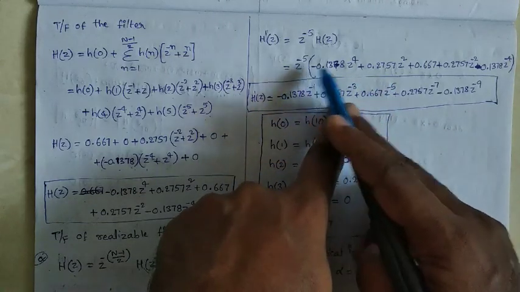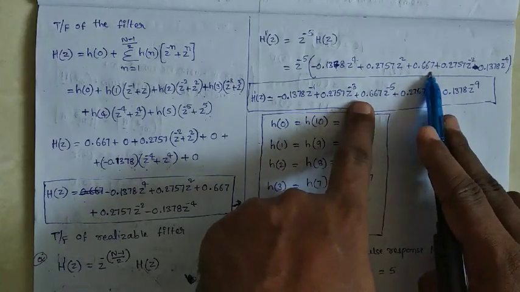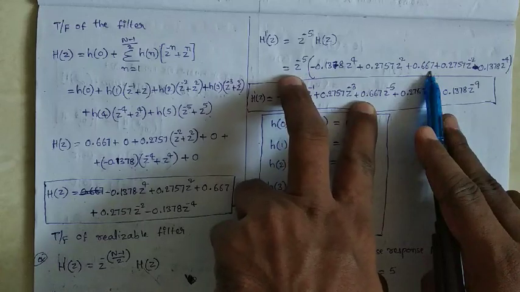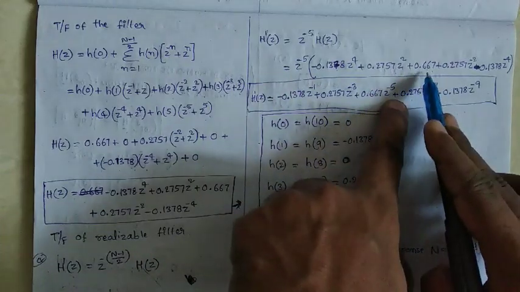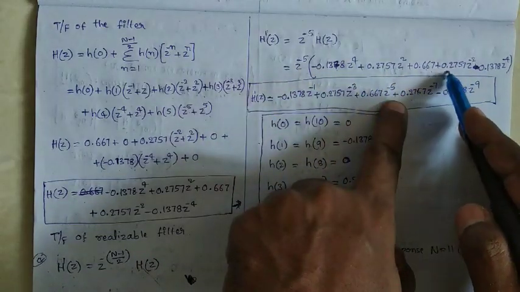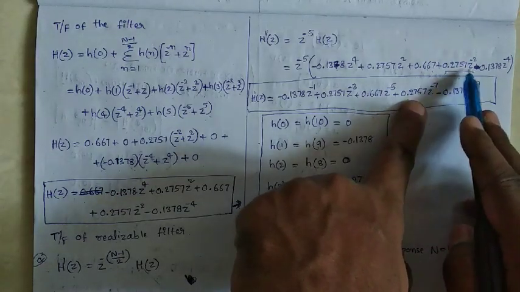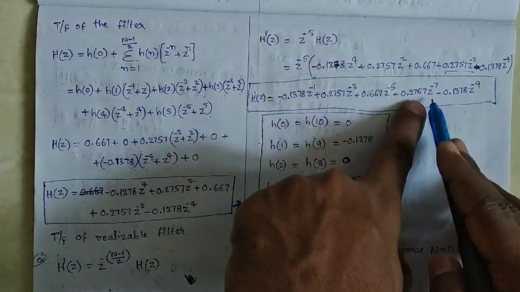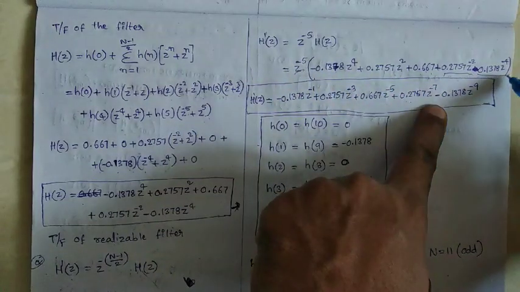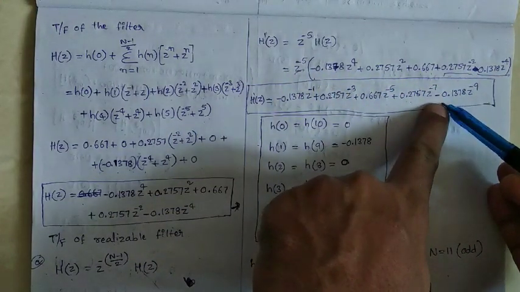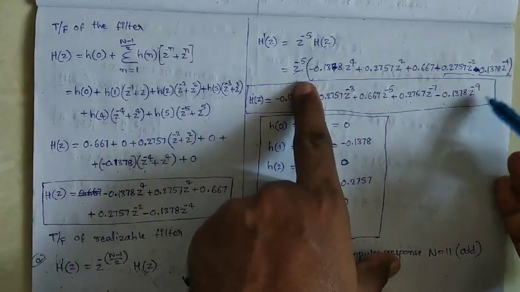0.2757 z power minus 5 into z power minus 3 it is, plus 0.667 multiplied with z power minus 5. Its resulting value is what? 0.667 into z power minus 5, plus here this z power minus 5 multiplied with this term. Here resulting value is what? 0.2757 z power minus 5 into z power minus 2, z power minus 7 it is. Similarly we are multiplying z power minus 5 with this last term. Resulting value is what? Minus 0.1378 z power minus 5 into z power minus 4 means z power minus 9 it is.